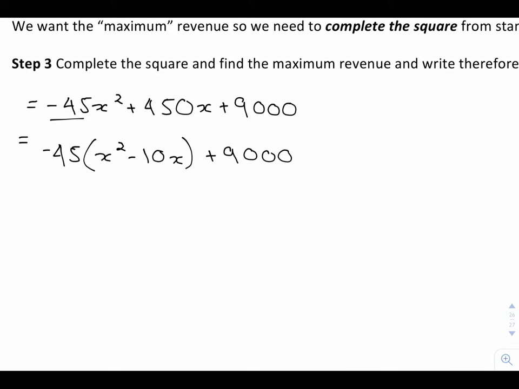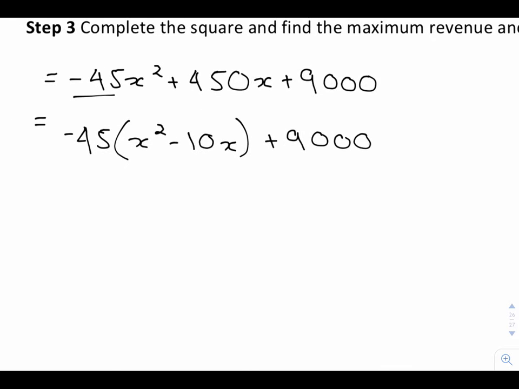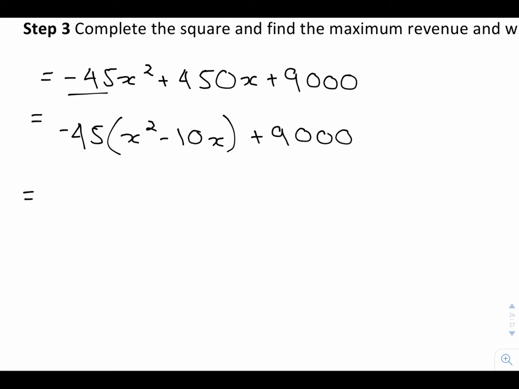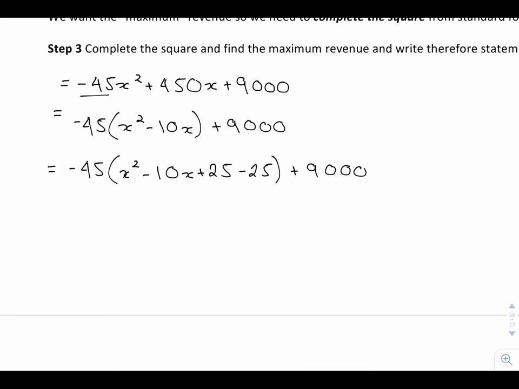Then off to the side, I'm taking that negative 10, dividing it by 2, which gives me negative 5, taking that number, negative 5, squaring it, and that gives me 25. So this 25, let me move this work over here. This 25 is what I'm going to add and subtract inside my equation. So I have negative 45, x squared minus 10x plus 25 minus 25, close bracket, plus 9,000. So I'm doing well here, I'm almost done.